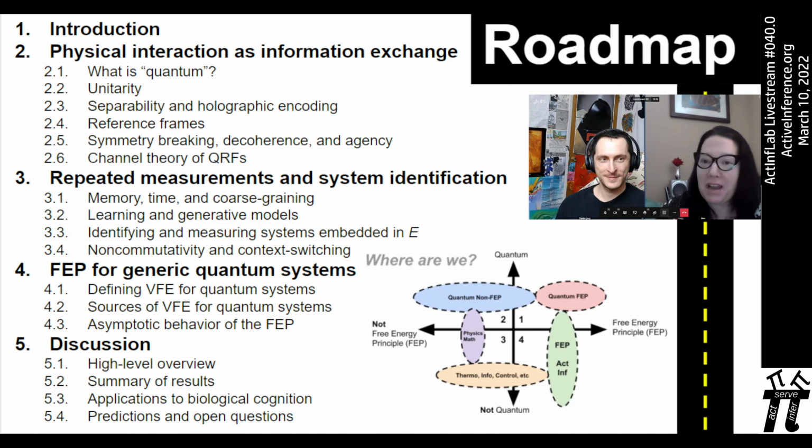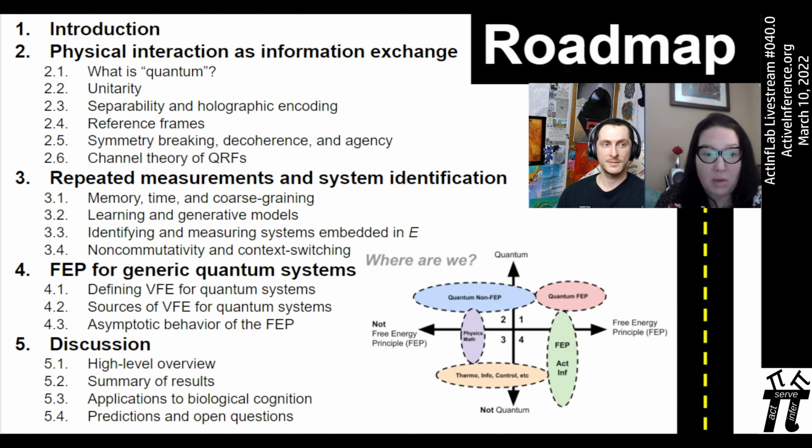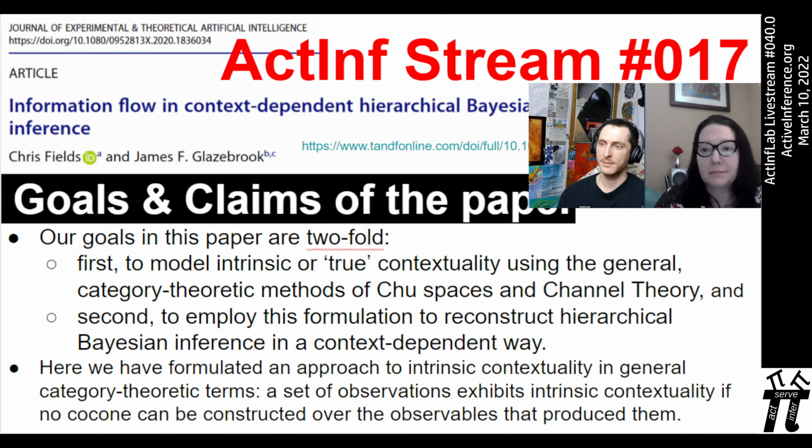Yeah. So we're going to unpack a lot of this and hopefully give everyone a good framework with which to go forward into the .1 and .2, with maybe a little bit of background understanding. The paper is very beefy, so we'll do our best to lay the framework down. They give us a good roadmap. So there are 5 sections: the introduction, physical interaction as information exchange, and several subsections within that, repeated measurements and system identification and subsections, the FEP for generic quantum systems, and the discussion. And I think that they actually outline what's in each section, so we'll give you that outline overview as we go through the paper as well.